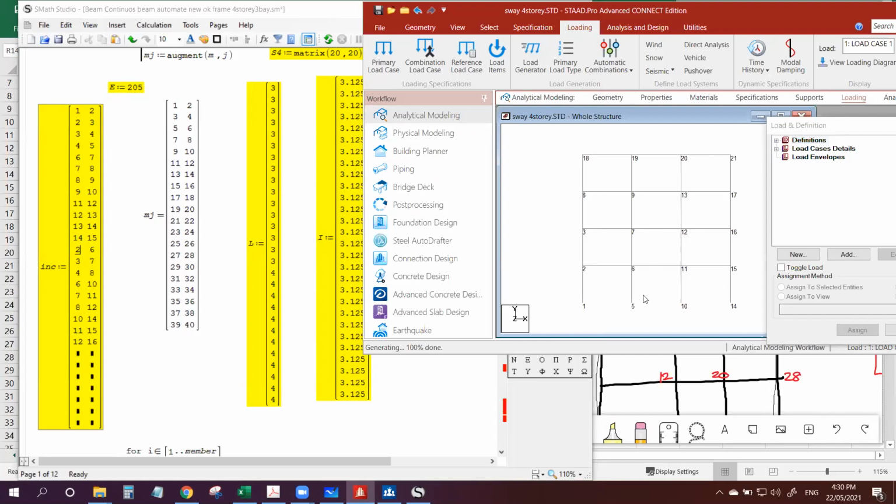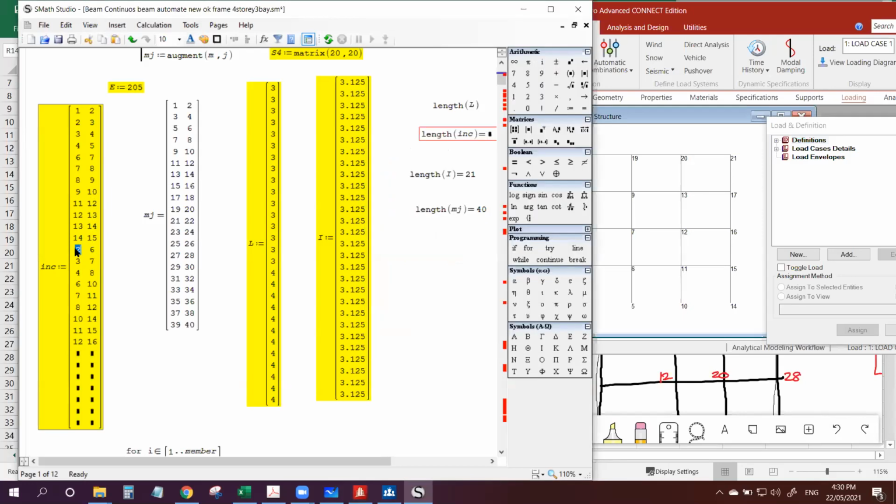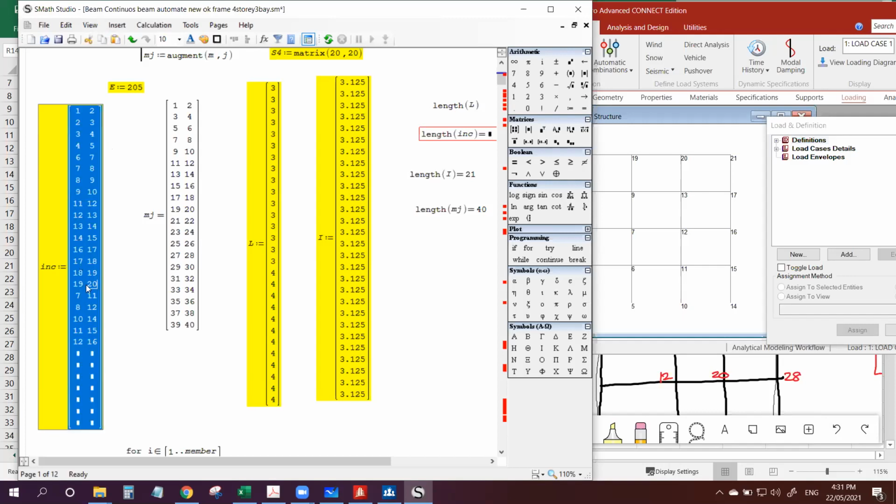1, 2, 3, 4, 5. Then 16, 17, 18, 19, 20. Then these are all the columns for the 20.